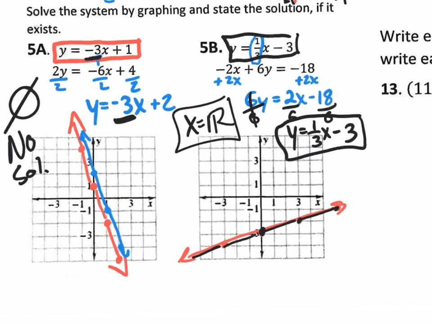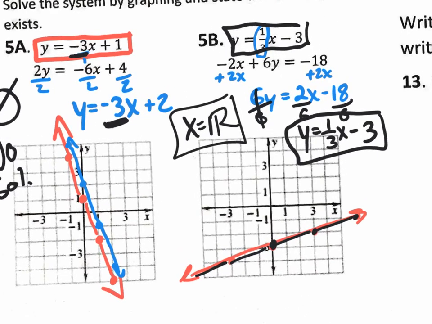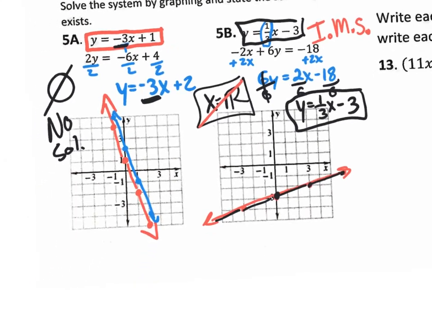Or, you know what? The better answer would be infinitely many solutions. You guys remember that? Yes. Infinitely many solutions. IMS. And I believe that's what they use on the multiple choice test. So if they're parallel, they never cross, it's no solution. If they're the same line, you say infinitely many solutions.